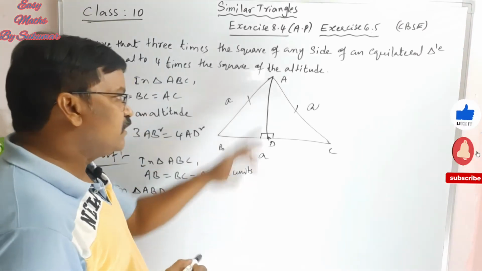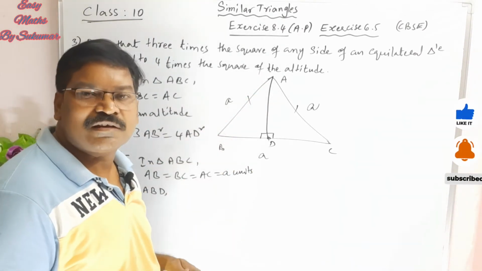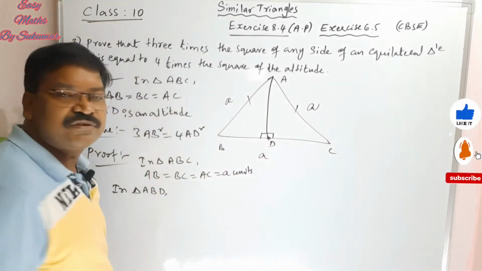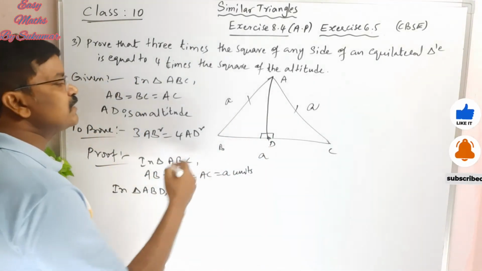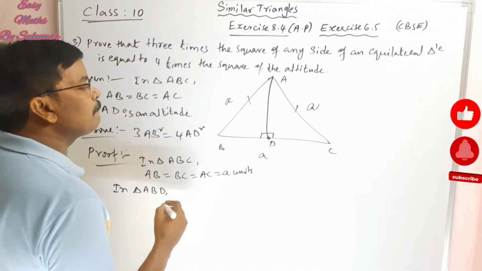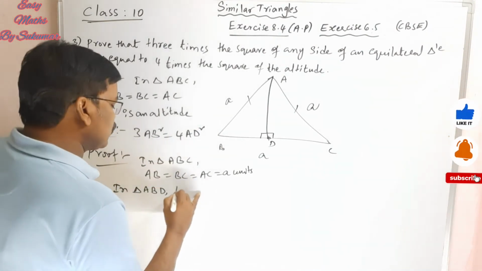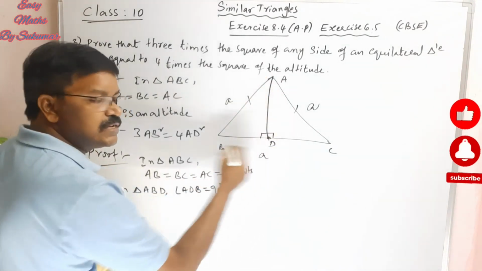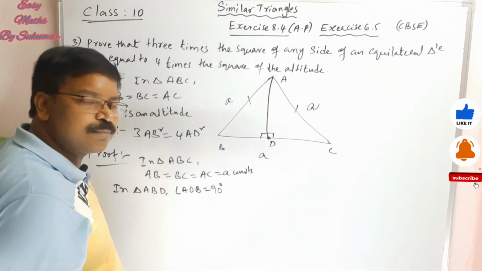What kind of triangle is triangle ABD? It is a right angled triangle. Why? This angle is 90 degrees. That means in triangle ABD, angle ADB is equal to 90 degrees. Why? This AD is the altitude. It is given in the statement.